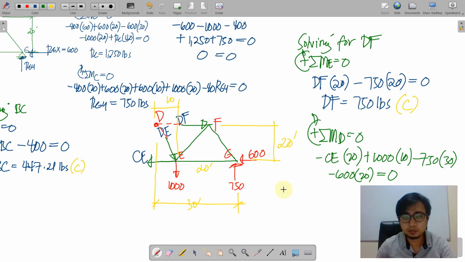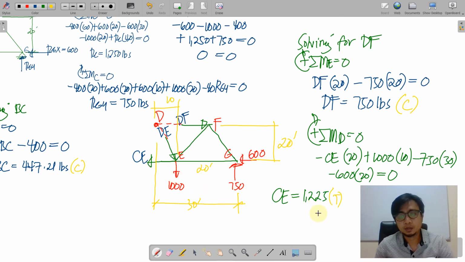So all of this will be equal to 0. Solving for CE, we have 1,225 pounds. Again, we yielded a positive answer. Therefore, our assumption is correct for this tensile CE. So we're going to place that. This completes our solution for this second problem. Thank you again for listening.